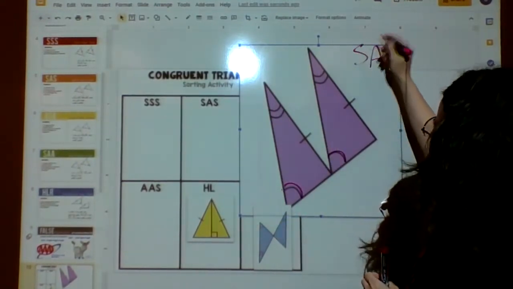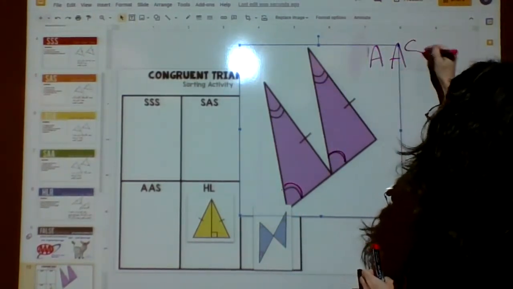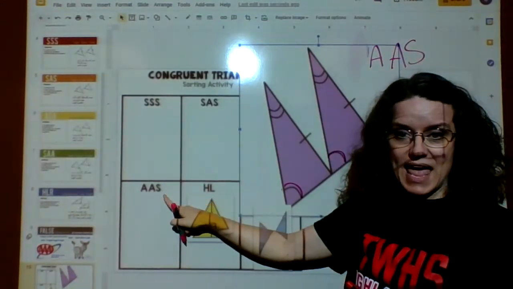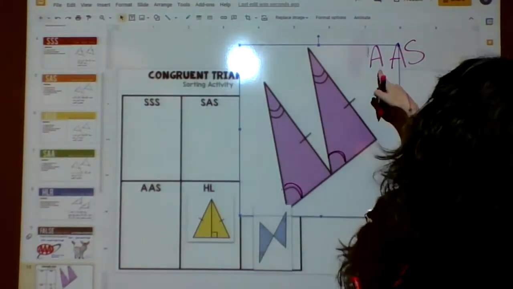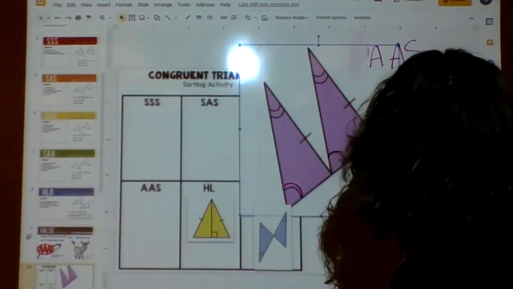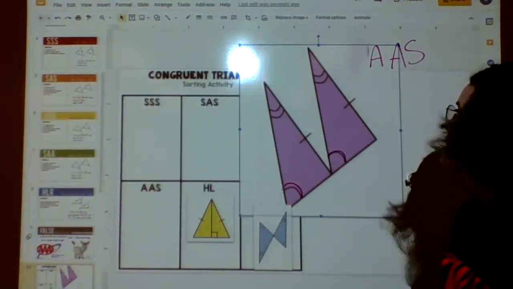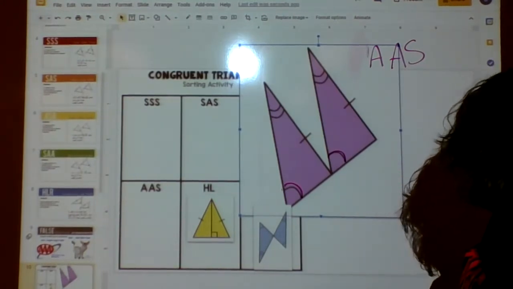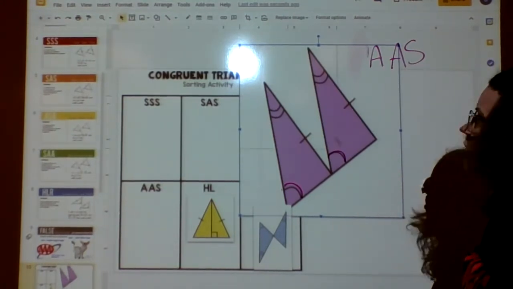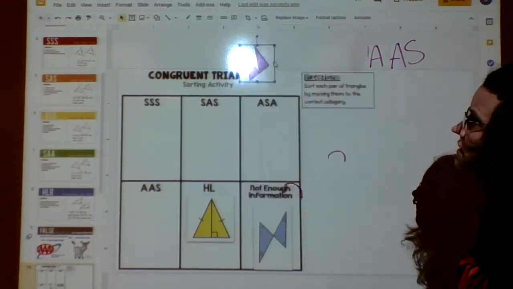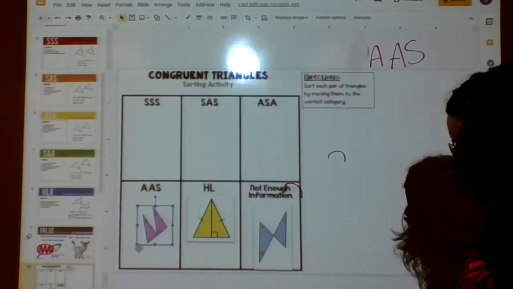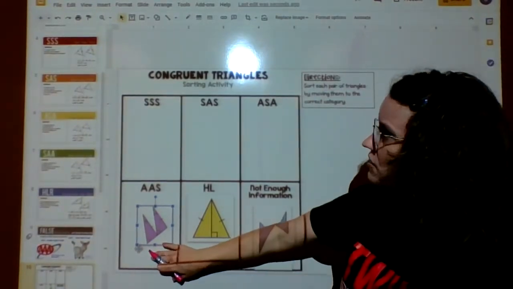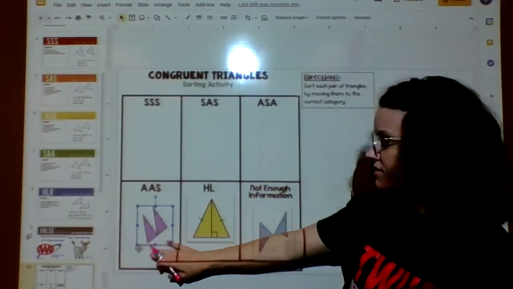So I can either put it in front or I can put it in back, and I don't care. In this thing, it shows AAS for angle, angle, side, so I'm going to write it angle, angle, side. Whichever way is fine, it's the same thing. And so this guy is going to be an angle, angle, side guy. So I'm going to make him nice and small once again and drag him down here to angle, angle, side. And now we know that this triangle can be congruent by angle, angle, side.